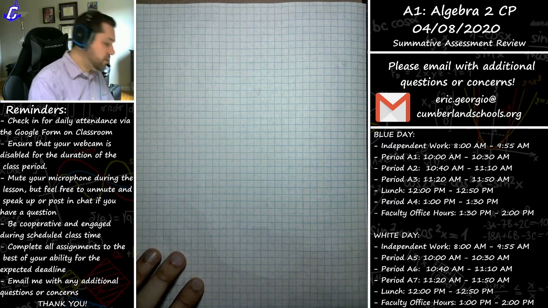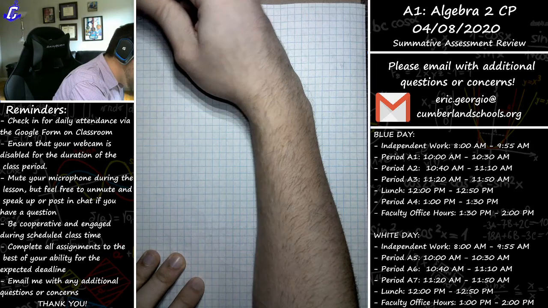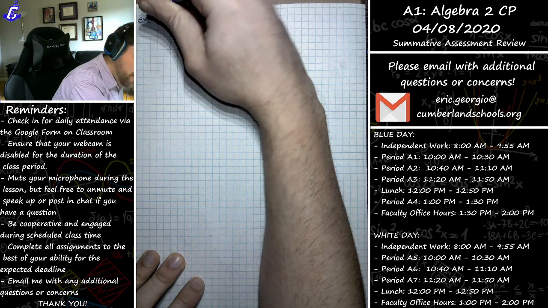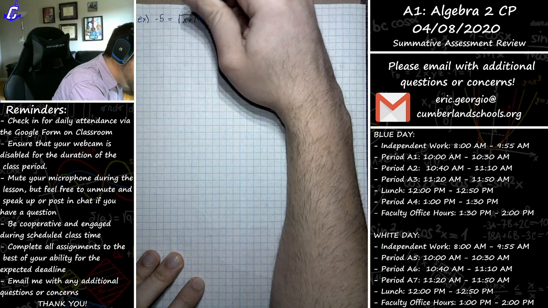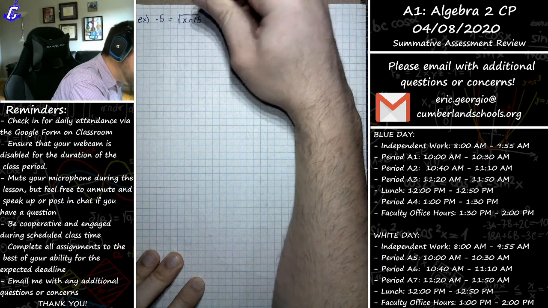Okay, so let's go into a couple of solving equations examples. I'll start with this one. It's as good as any. Let's do negative 5 is equal to the square root of x plus 15, and then minus x on the outside.